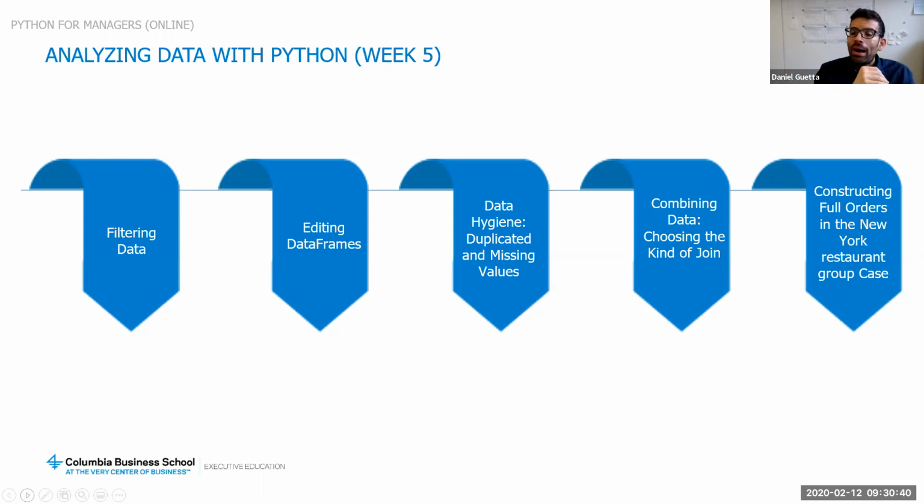Next, we're going to talk about combining data. So suppose you have 2 data sets and you want to bring them together. By the way, that's almost impossible to do in Excel, right? The really state-of-the-art way to combine data sets in Excel is maybe using VLOOKUPs. Later versions of Excel have a few other functionalities, but it really isn't very robust. In Python, it's very, very simple to combine data sets together. And finally, we'll cap off week 5 by constructing a more complete order data set for the Dig-in case.